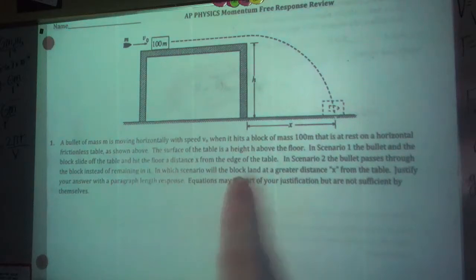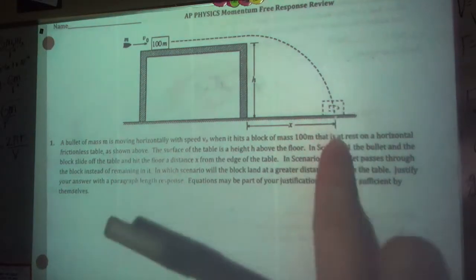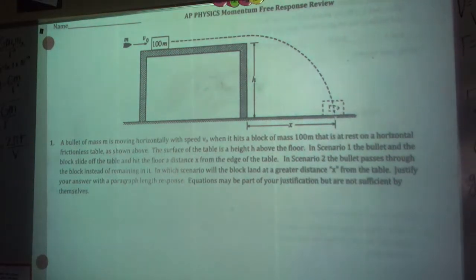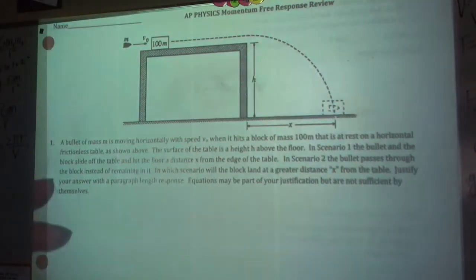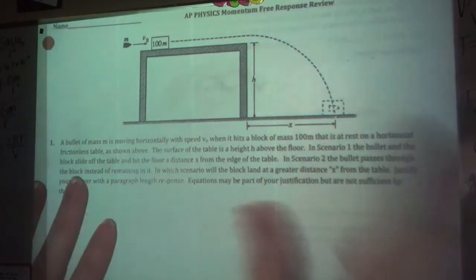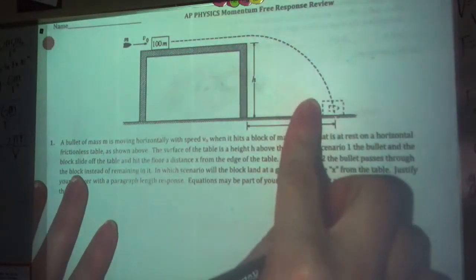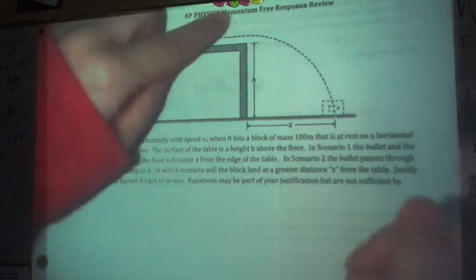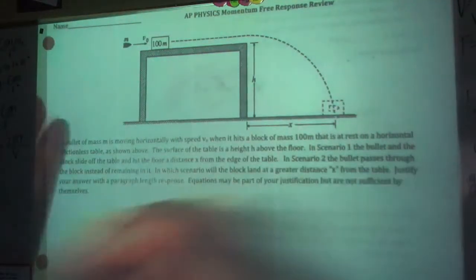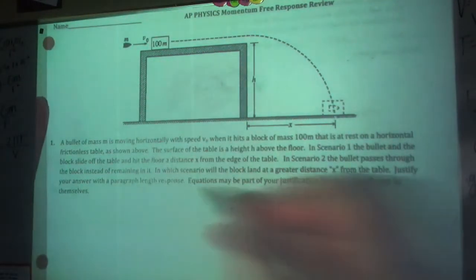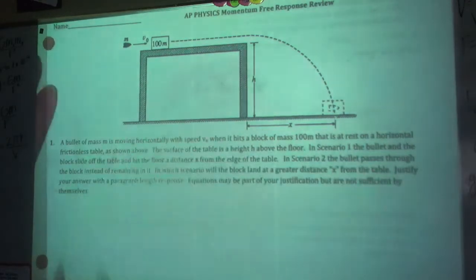In which scenario will the block land a greater distance x from the table? Justify your answer with a paragraph length response. Equations, we're allowed to have equations, but if they're not enough by themselves, you would have to explain the equations. Okay, so for this one, first of all, which block lands farther away? Well, the one that lands farther away is the one that's moving fastest. So that's our first step, is saying the farther away is just the fastest one. And now we need to figure out which one is faster.